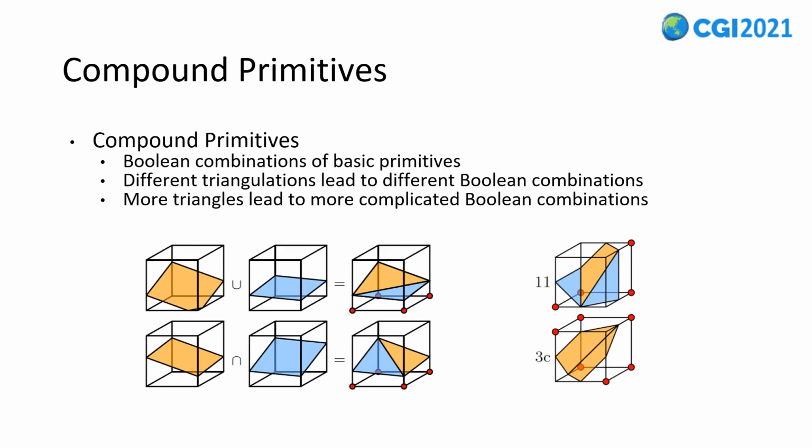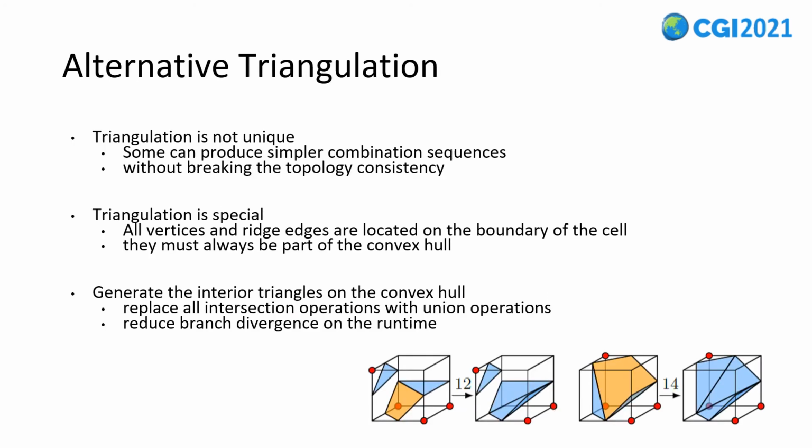A compound primitive can be constructed by Boolean combinations of several basic primitives. As shown in the figure, different triangulations lead to different Boolean combinations. And more triangles lead to more complicated Boolean combinations which may increase the branch divergence. For example, case 3C only needs one union operation, while case 11 needs one intersection operation followed by one union operation. Note that the triangulation is not unique. Some can produce simpler combination sequences without breaking the topology consistency.